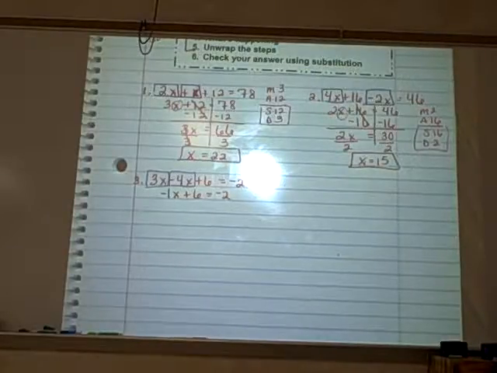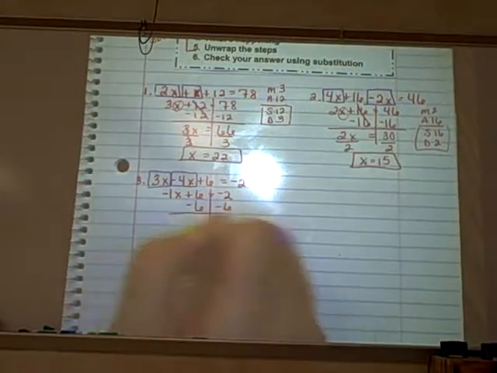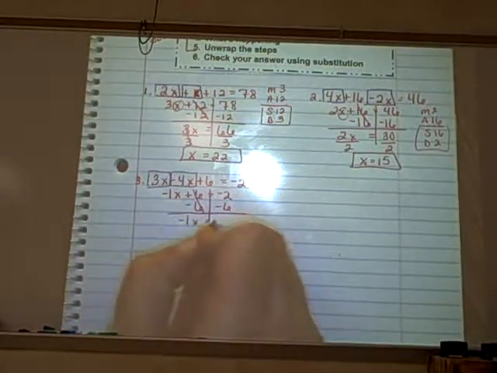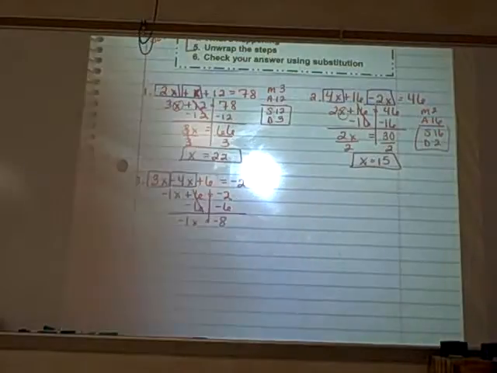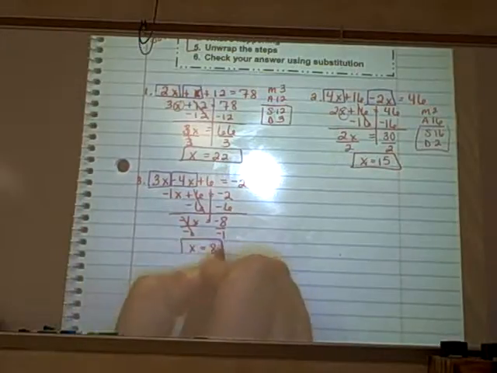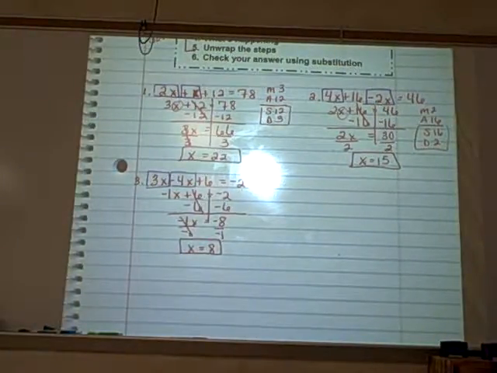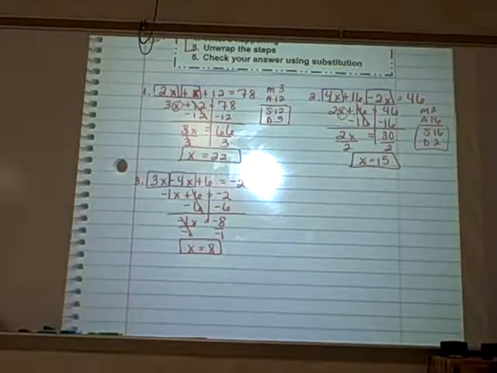So what is happening to x right now? Multiplied by negative 1. What else? Added by 6. So in order to unwrap the steps, I have to do the last thing first. So I have to subtract 6 first. And then I have to unwrap the multiply by negative 1 by dividing by negative 1. Okay, so all three of those have combining like terms in them.